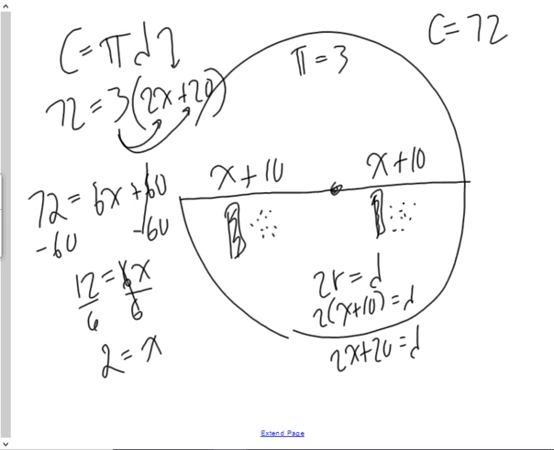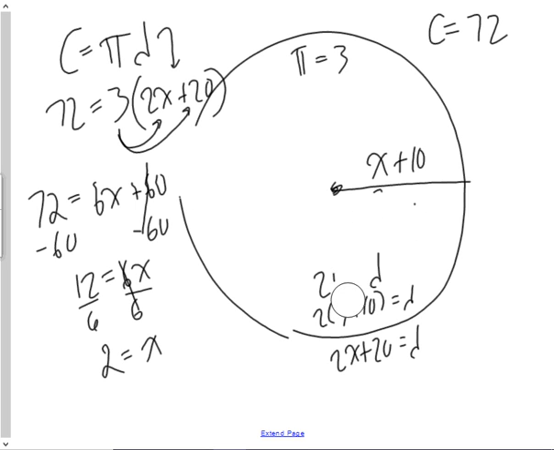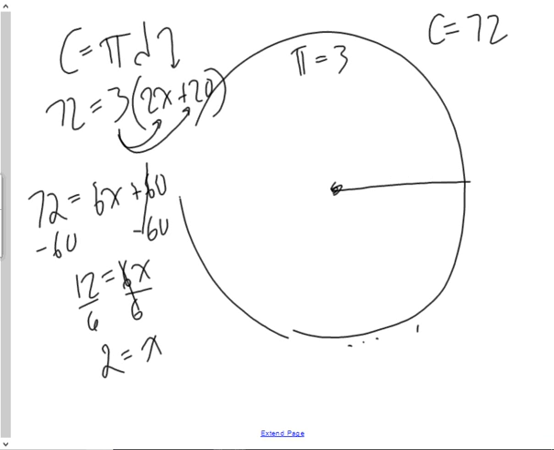Okay. I'm going to go back into my equation here. I'm going to erase all the stuff I don't need. But I do need this. So x equals 2. That means I'm going to erase that, put 2 there, and 2 plus 10 is really 12, which means the radius of this circle is 12.